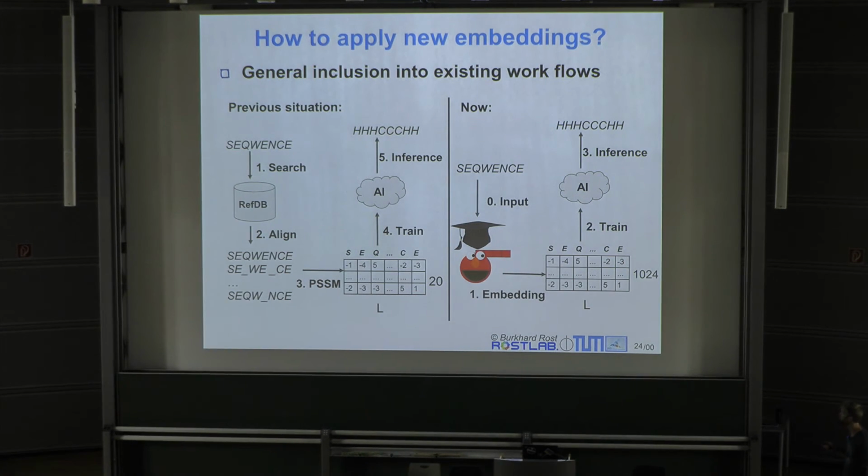So again, just a short recap. This was the previous situation. Again, you search for a sequence in this reference database. This took a while, then aligning PSSMs, you train some AI. Now, in our case, what we did is we just plugged the new protein sequence into the already pre-trained ELMo model, and then we got embeddings out of it.